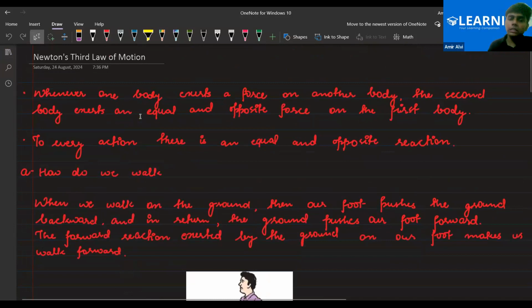Now let's understand the third law of motion, right? In the last part we have done the numericals, because in last week's class we already did so many numericals based on F is equal to ma. So these will be the kinds of numericals that you will have in your exams. Okay, now let's move to Newton's third law of motion.